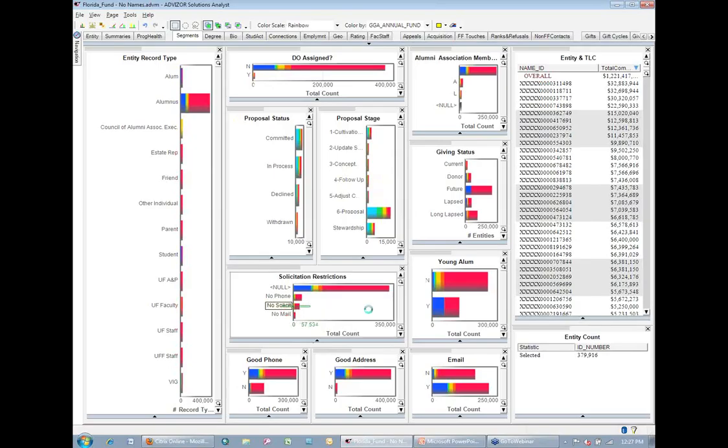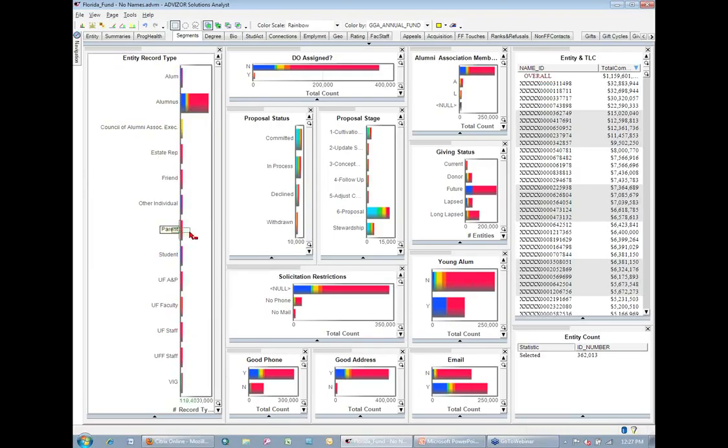The first thing I'm going to do is I'm going to get rid of anybody I'm not allowed to solicit because there's no point in keeping those people in the project. So I'm just going to exclude them from the project because we know we're not going to touch them. And then I'm very quickly going to come over here to this entity record type. Now you see most of them look like they're alumni. That's because I only have alumni in the project. These are secondary types. So if somebody is an alum, they could also be a parent. So I'm going to just select the alumni who are parents.